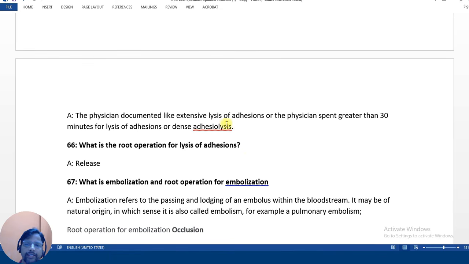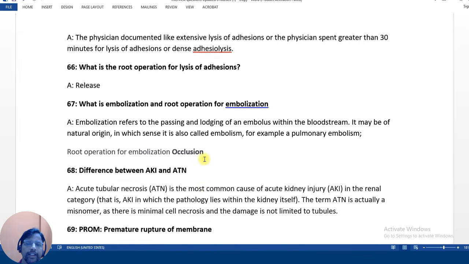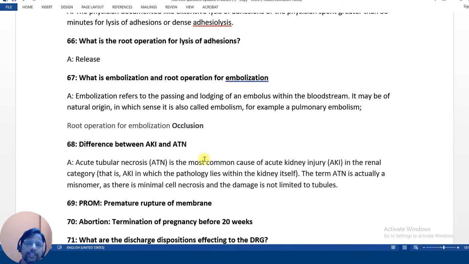Like extensive lysis of adhesions, or the patient spent greater than 30 minutes for lysis of adhesions, or if the documentation contains dense adhesiolysis, we can code. What is the root operation for lysis of adhesions? So release is the root operation for lysis of adhesions.